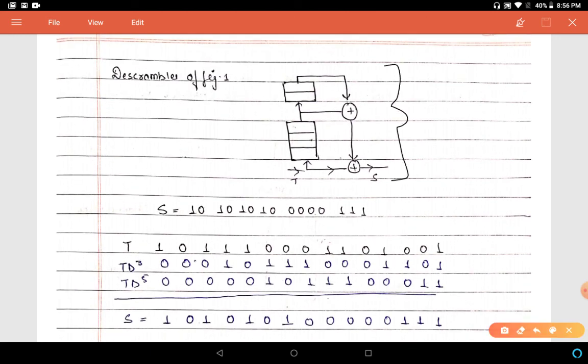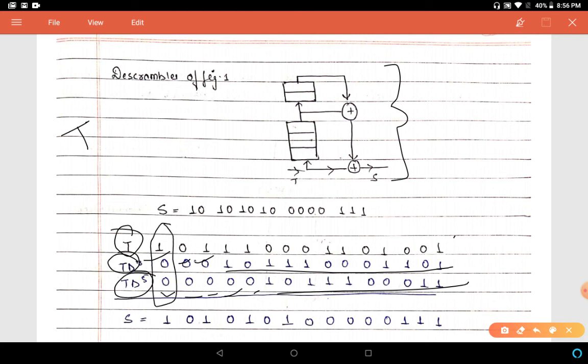We have seen this in the previous lecture also. And what we need to do is go for this T which is given here, TD cube, TD5. So 3 delay, 1, 2, 3, that becomes TD cube. The rest of the bits are the same as T. Then 5 bit delay, 1, 2, 3, 4, 5. The rest of the bits are the same, that becomes TD5. Now we need to XOR all of this so that we will get something which is called S.